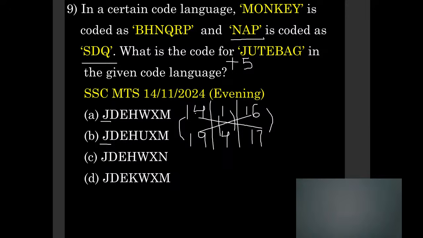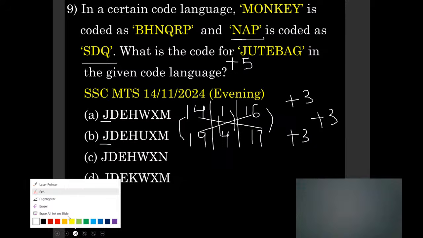So if you observe, first one became plus 3 and it went to the last place. 14 plus 3, 17. 1 plus 3, 4. 16 plus 3, 19. So what they did means they added 3 to each alphabet and they applied cross coding in this. Cross means first becomes last, last becomes first, like that. That is the logic in this. So based on that one, let us check what can be the answer.